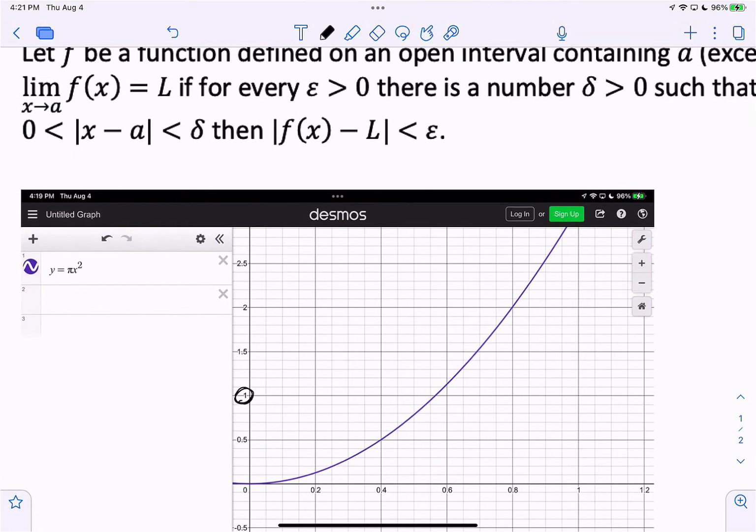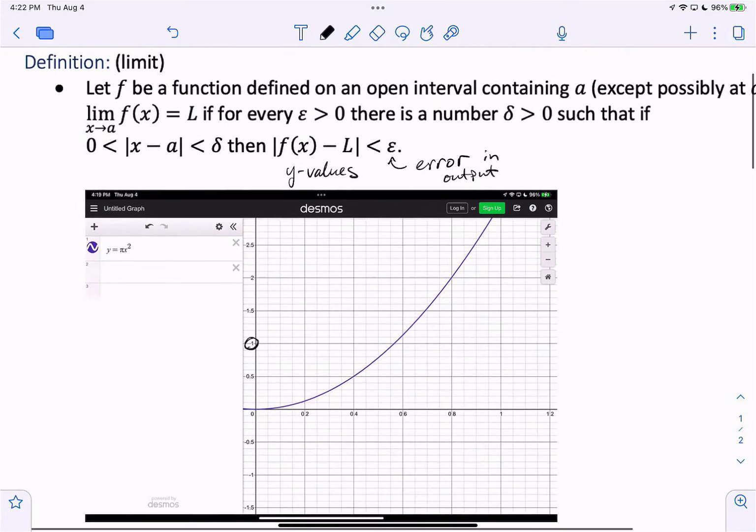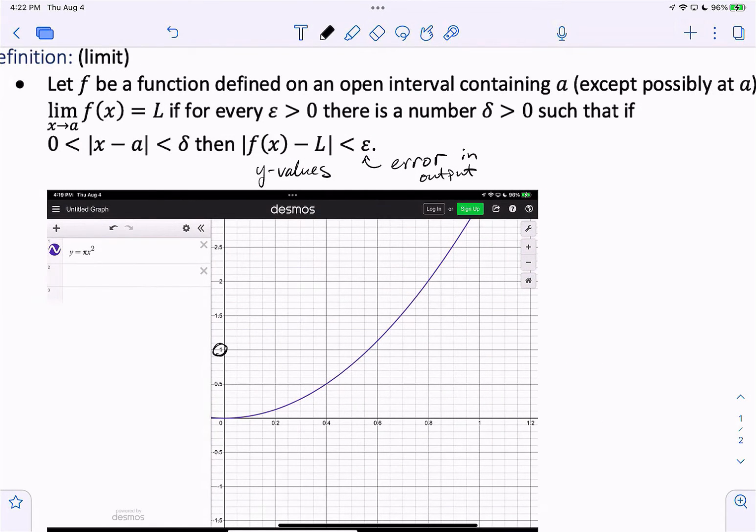So we can think of the epsilon. Look, the limit is related to the output of a function, right? So we have this f of x minus L. These are y values. And we can think of the epsilon as an error in the output of a function. Like, for instance, say you're tasked with building solar panels, and you need the area of the solar panel to be like 1 square meter or something like that.